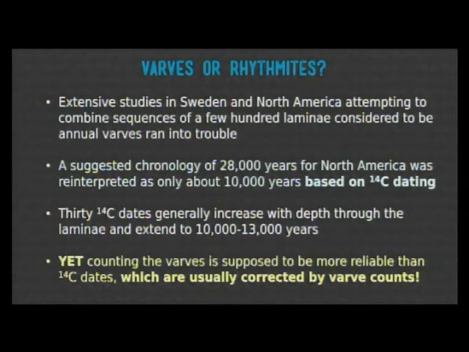They didn't count them because they're so thin. They didn't bother to count them. Instead, they used radiocarbon dating. And so the varve chronology was calibrated against radiocarbon. And they found that the 30 radiocarbon dates that they used generally increased with depth. And yet we're told that the counting of the varves is supposed to be more reliable than the radiocarbon. But the varves, which are usually corrected by varve counts, and yet we've just seen that that varve chronology in North America was revised based on using radiocarbon dating. Again, it's circularity in the argument.